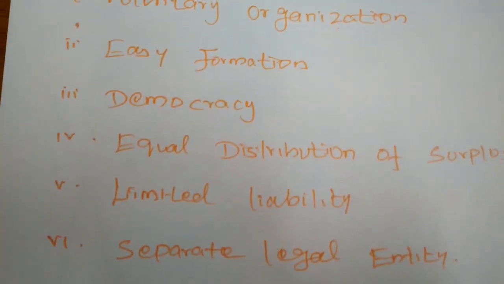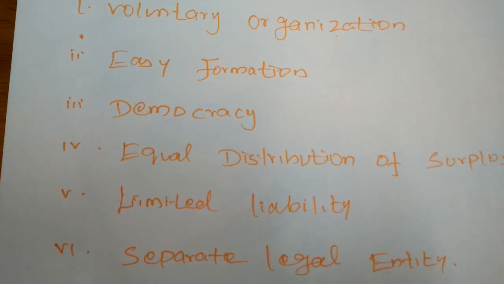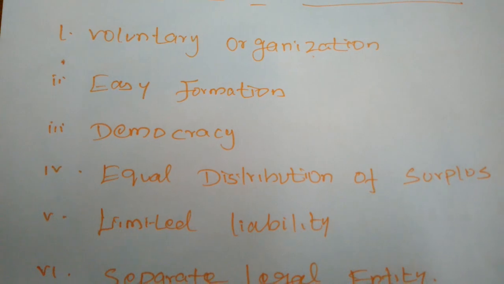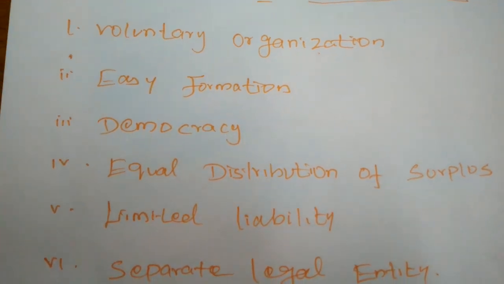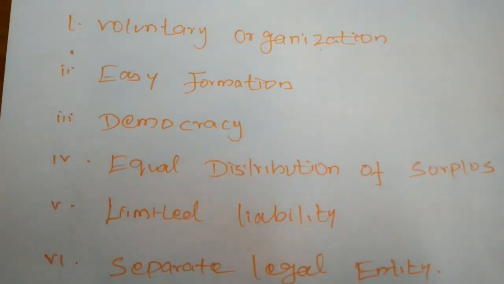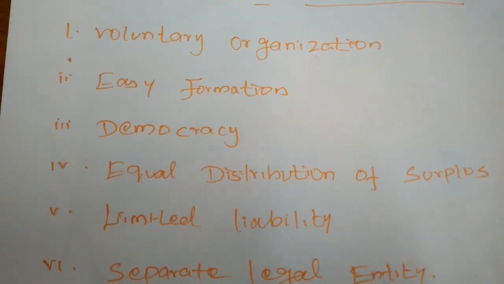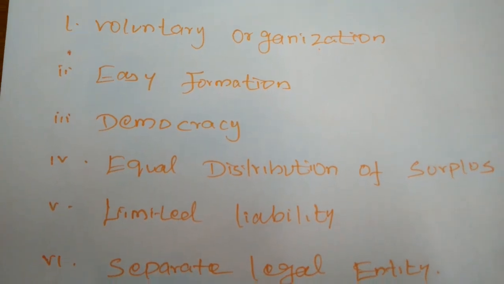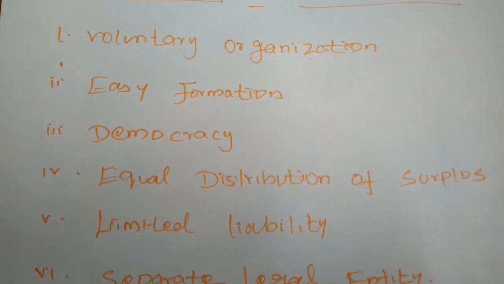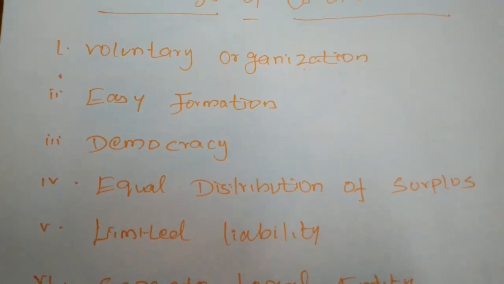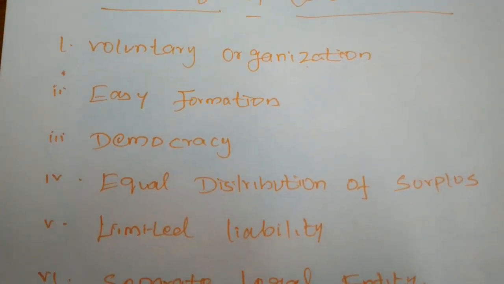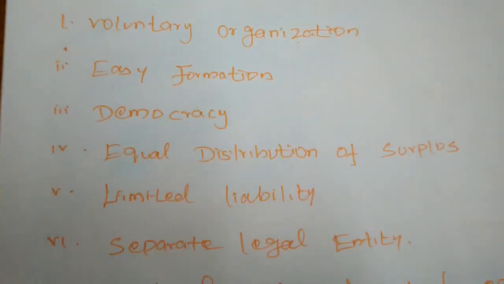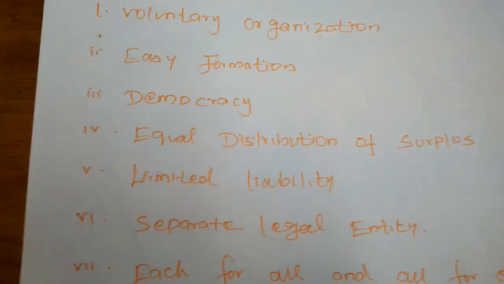Next, democracy. A cooperative society is run on the principle of one man, one vote. Even if a person has more shares, he has only one vote. But in joint stock companies, on the basis of the amount of shares, he will get the power to vote. Here it is not like that. On the basis of democracy, all the members have only one vote even if they have more shares.